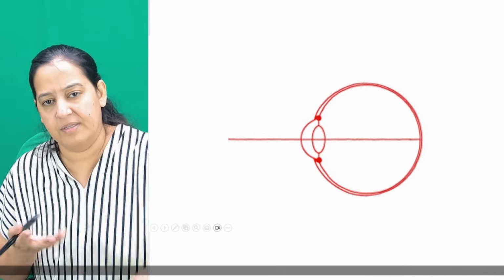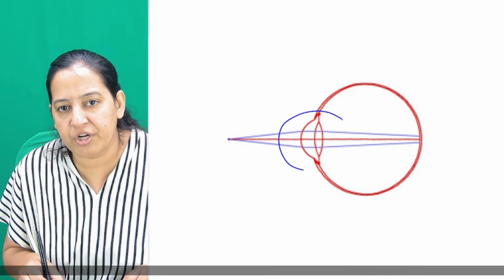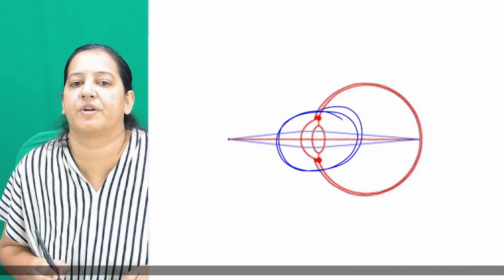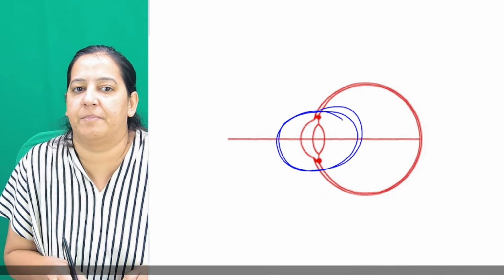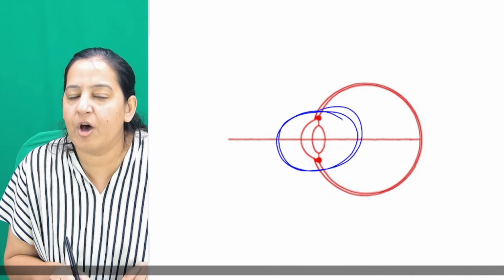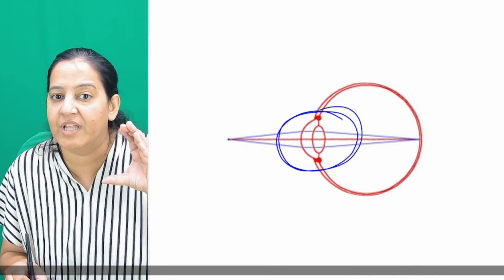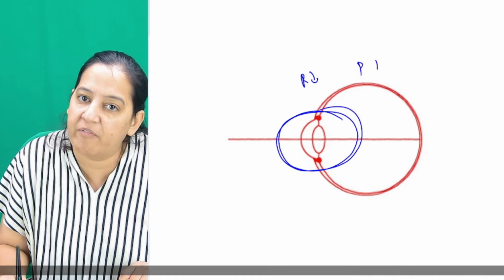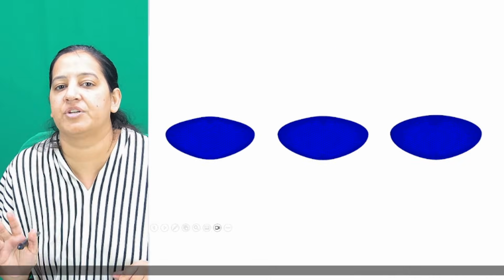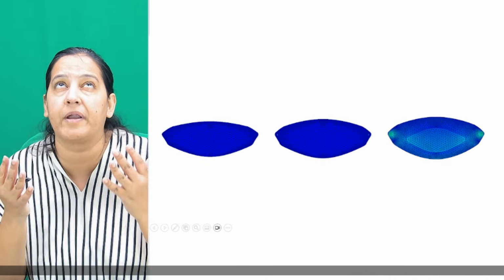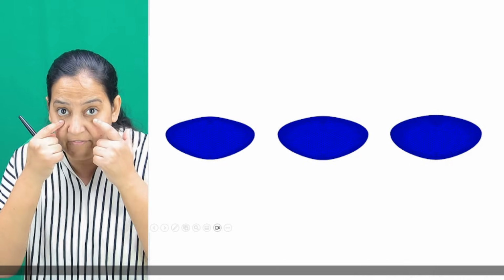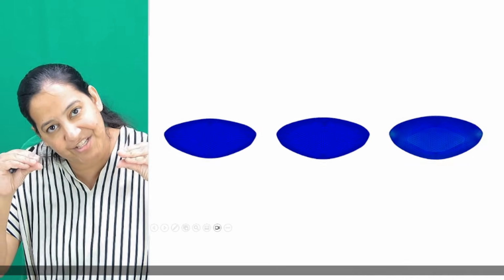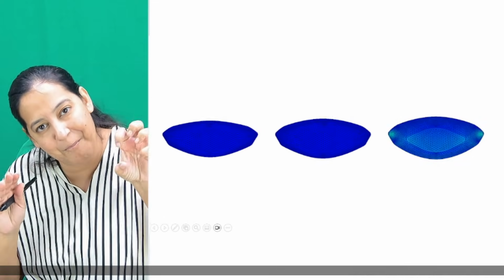The same video. Appreciate this portion of the video. Appreciate the change in shape when the object is far and when the object is near. Appreciate how the lens became thicker, its radius of curvature reduced, and its power increased. This is accommodation. So God has given our lens a tendency to change its shape. It's like a ping pong ball.